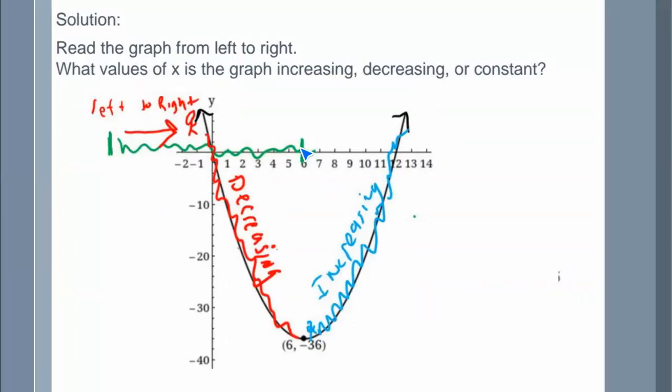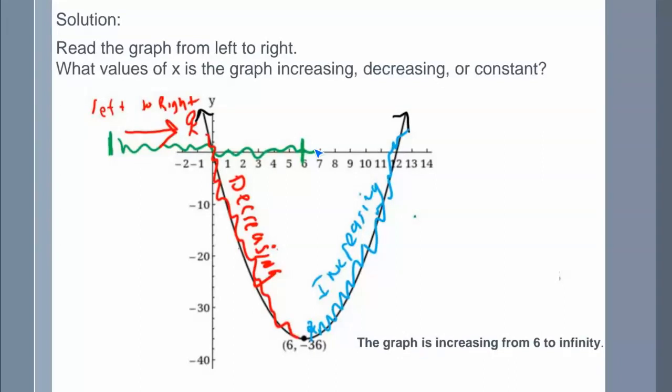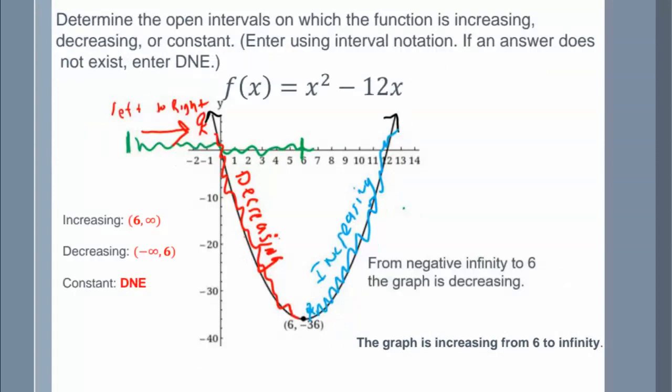And then what happens? Once we reach 6, then we can see that the graph starts to increase again. And at what interval does it increase? It's going to increase from 6 all the way to infinity. Okay, so my answers here would be increasing from 6 to infinity, decreasing from negative infinity to 6, and there's no constant part, so we say does not exist.